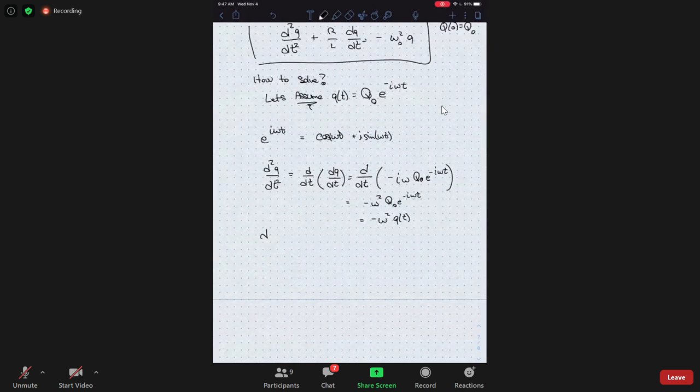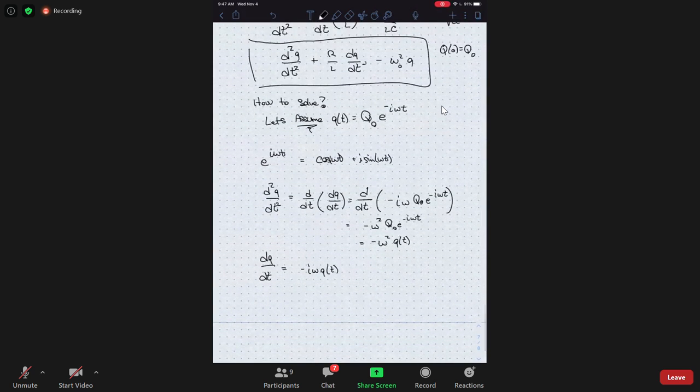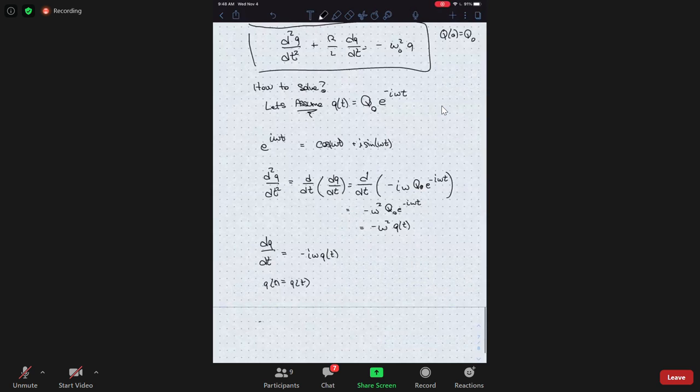So now we see dq dt is equal to minus i omega q of t, and d squared q dt squared is minus omega squared q of t. So if I plug it into the differential equation above, I get minus omega squared q plus r over L times minus i omega q is equal to minus omega naught squared q.